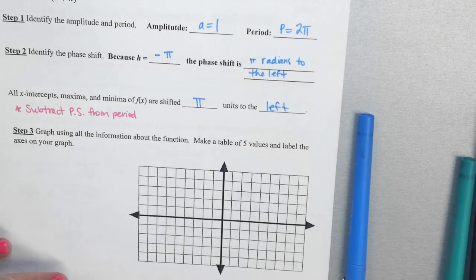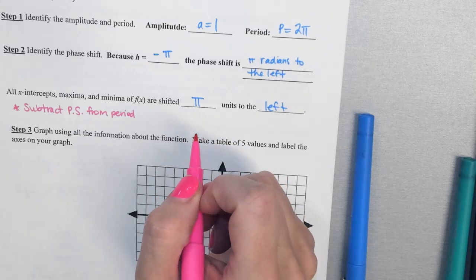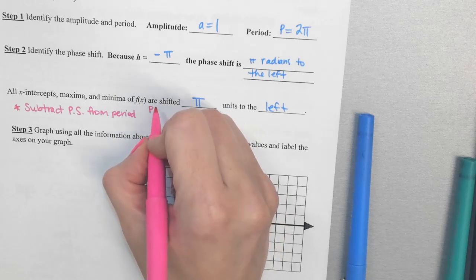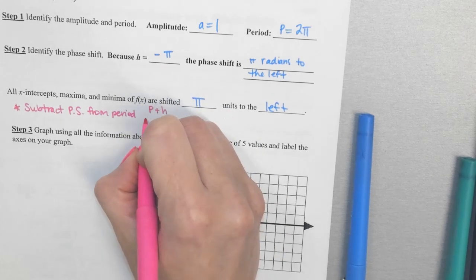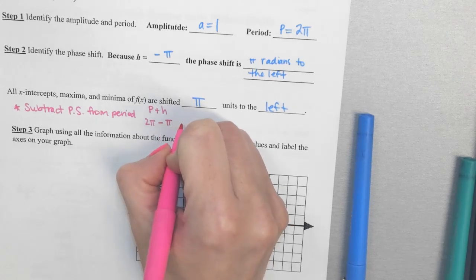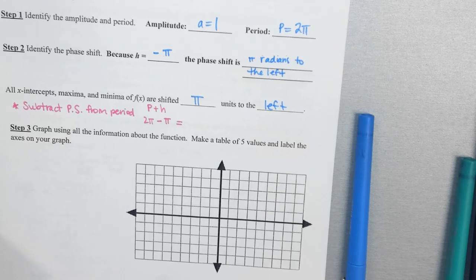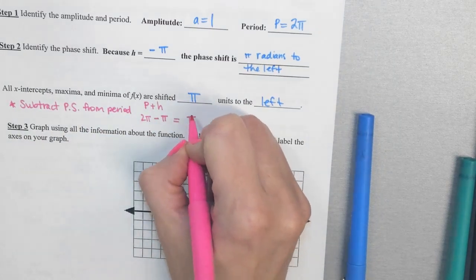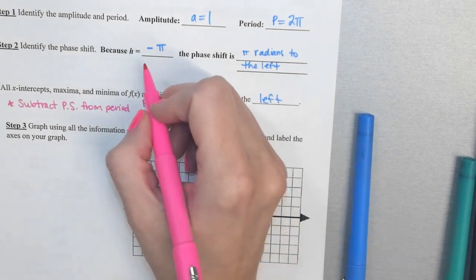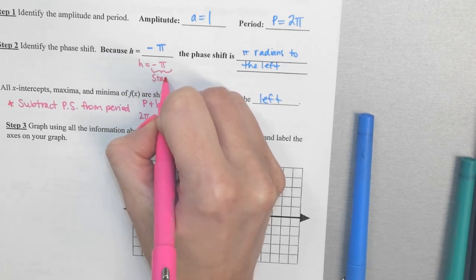Okay, so what we do is the period plus h, and your h is negative. So 2 pi minus h, or minus your pi, plus a negative pi, is going to result in pi. Okay, so this is where you're going to end. If h is negative pi, this is where you're going to start.